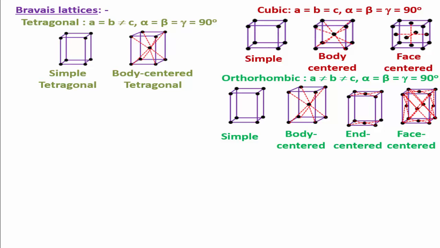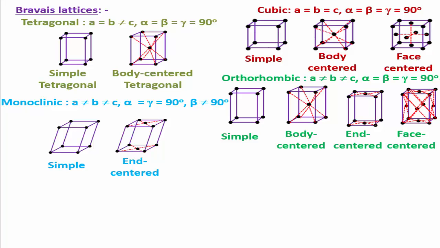Now, the orthorhombic crystal system can be changed into the monoclinic system by changing one of the angles. So a is not equal to b, not equal to c, which is the same as the orthorhombic system, but we have changed one angle, that is beta. So alpha and gamma are 90 degrees and beta is not 90 degrees. The different lattices present are simple lattice and end-centered lattice.